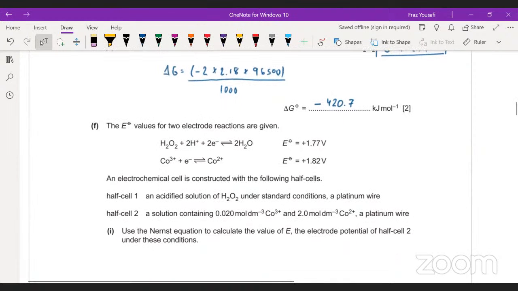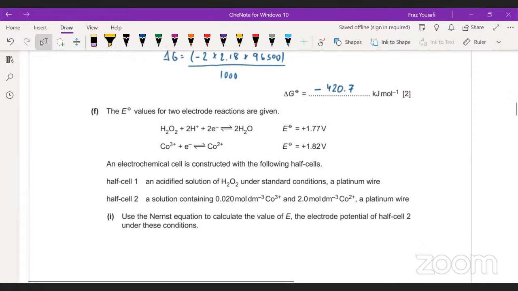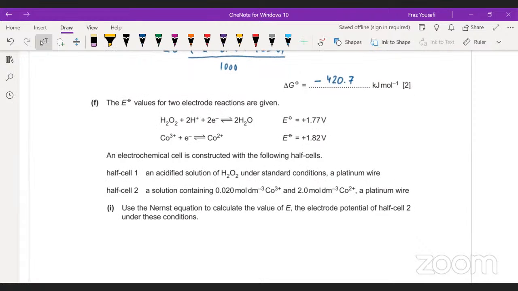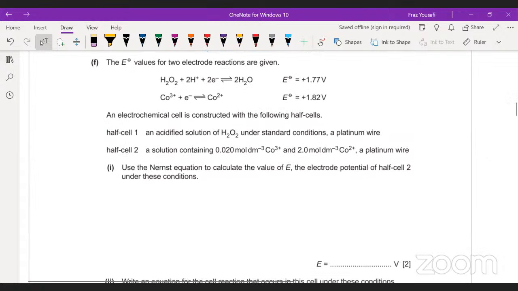For the next part, the E naught values for the 2 electrode reactions are again given. This time we're given cobalt, with E naught 1.82, which is more positive than the peroxide. You once again have the electrochemical cell, which is constructed of the following half cells. An acidified solution of peroxide under standard conditions with a platinum wire, then the half cell of a solution containing 0.02 mole per dm cubed cobalt 3 and 2 mole per dm cubed cobalt 2 with a platinum wire. Using all of this, they want you to calculate the electrode potential for the half cell using your Nernst equation. So your Nernst equation looks like this, obviously.